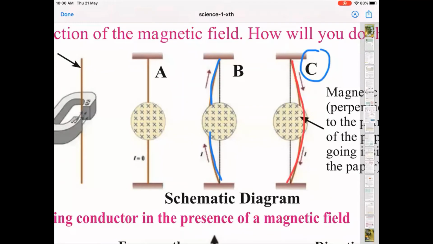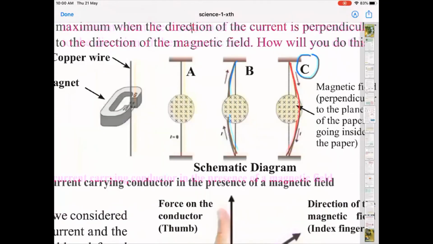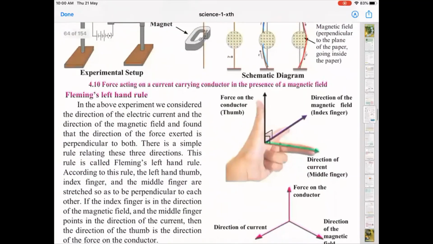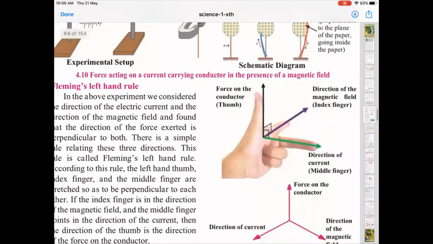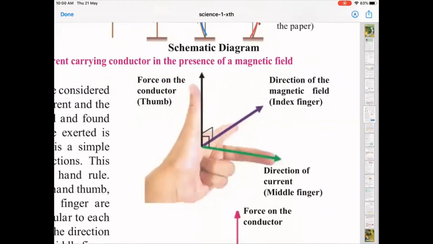That is why we understand this by a rule which is called Fleming's left hand rule. So as you can see, the fingers are stretched. Which fingers? Your middle finger, your index finger, and your thumb. Currently, when you're watching this diagram, you have to hold your fingers exactly similar to the image shown. Are you ready?